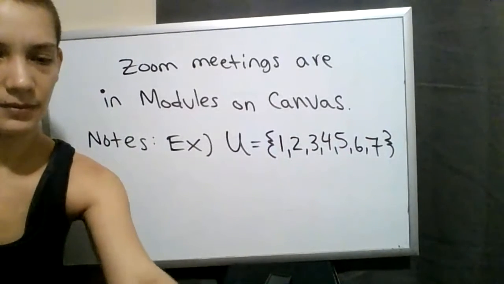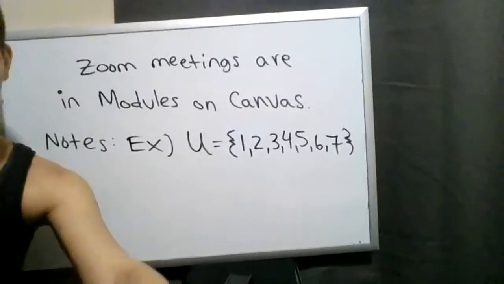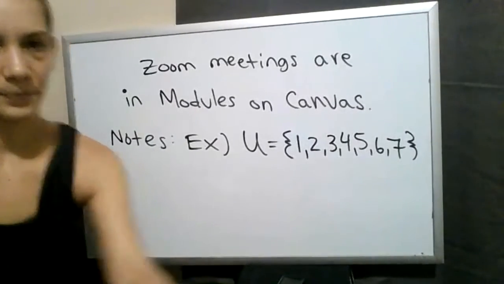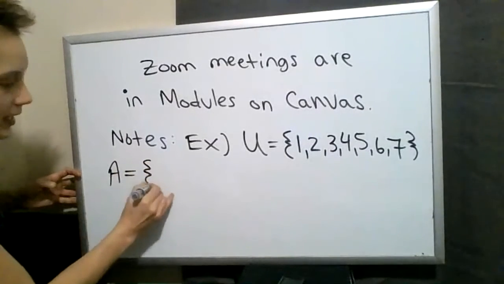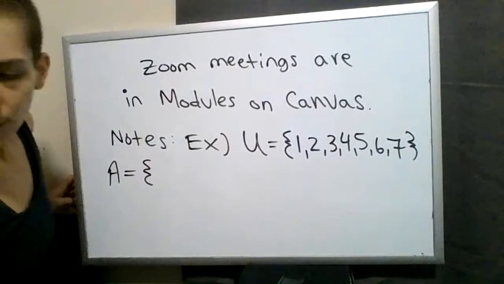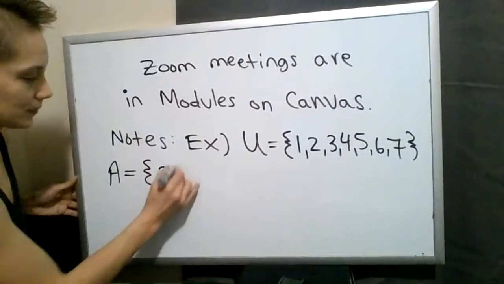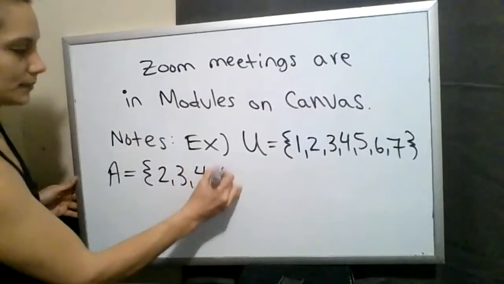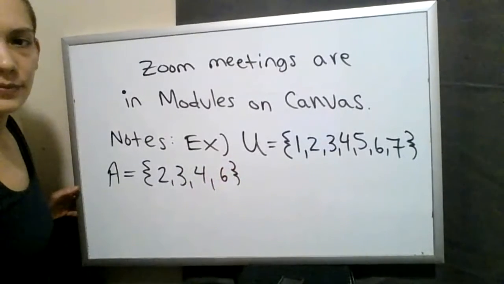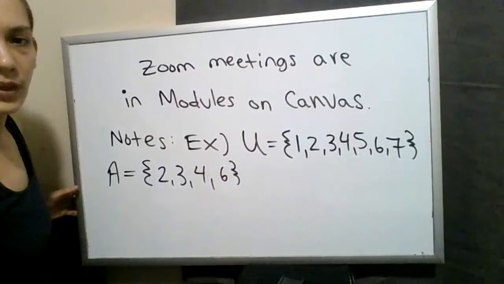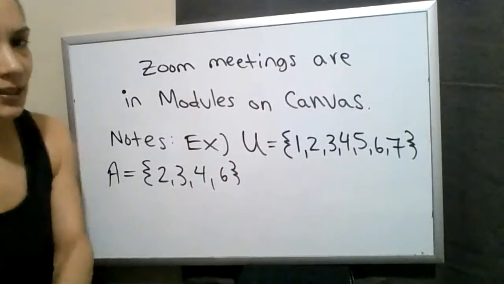A contains 2, 3, 4, 6. We're finding the complement of A, and that's it.